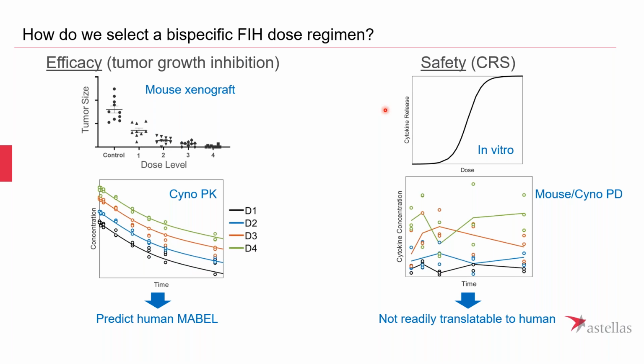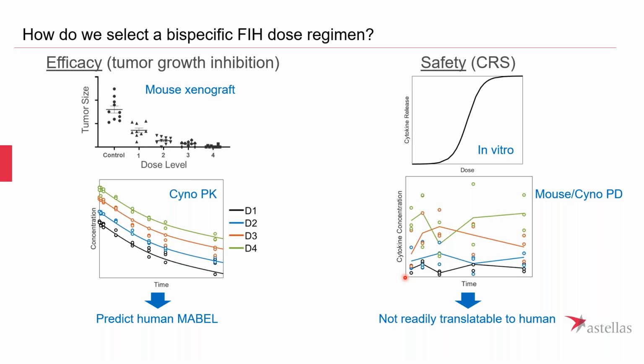this is where things get a little bit trickier, because we can run preclinical safety studies to help us understand our potential safety risk once we enter the clinic. We can do in vitro studies, looking at, for example, release of different cytokines from different cell types across different doses of our bispecific. Or we could do mouse or cyno tox studies where we look at different doses of our bispecific across time, and at the different systemic cytokine concentrations released in a cyno study, for example.